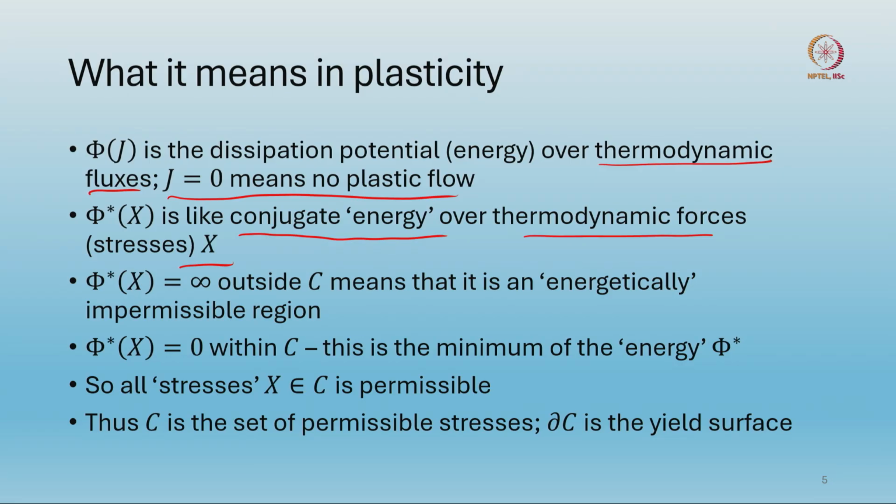So, phi star x is infinity outside the set C. That means the set C of stresses is for all the strain rates and thermodynamic fluxes for which H of j is less than or equal to 0, remember. This means that if the stresses are outside C, then the corresponding phi star x is infinity. That means those kinds of stresses or thermodynamic forces are energetically impossible.